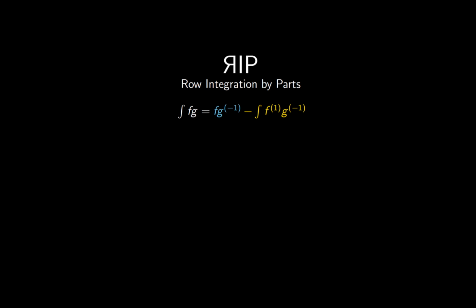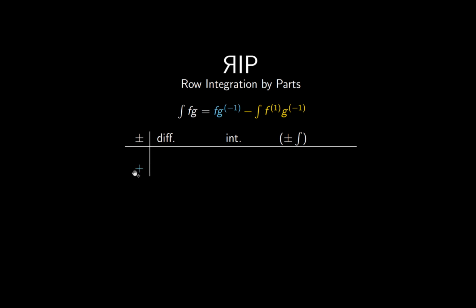RIP, or row integration by parts, is basically the tabular method for integration by parts with an emphasis on the rows. Each row represents an integral, and we proceed one row at a time. In the table, we start with plus minus signs, functions to be differentiated, functions to be integrated, and a fourth column representing integrals of the product of the information in a given row.